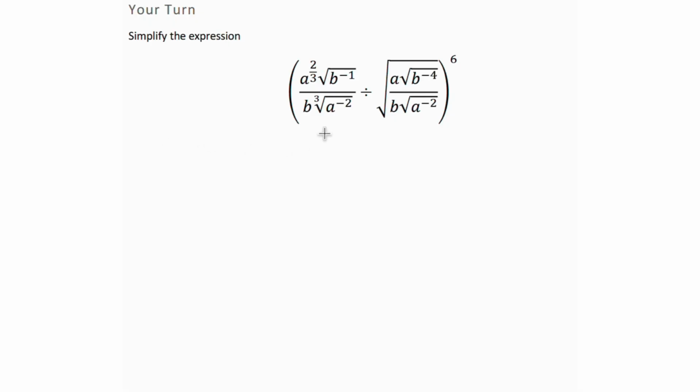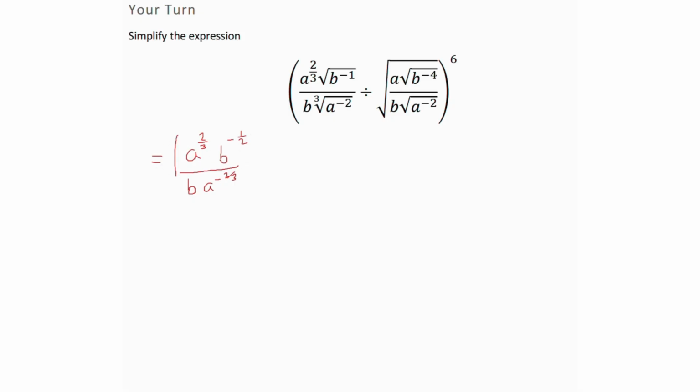Simplify this expression. I'm going to take this one step at a time. First of all, what we're going to do is put everything in terms of powers and get rid of those roots. So we've got a to the 2/3, b to the, let's make that a bit clearer so I don't misread it later, b to the, well, the square root is a half, so it becomes minus a half, over b times a to the minus 2/3.